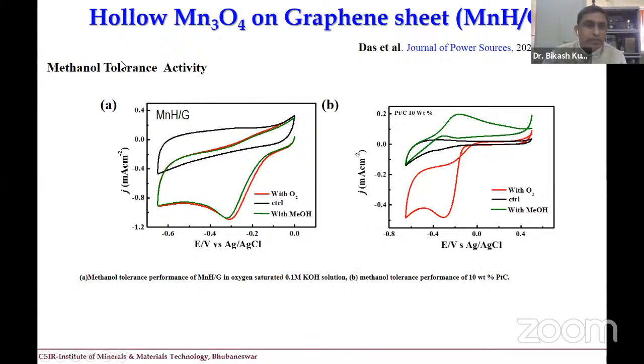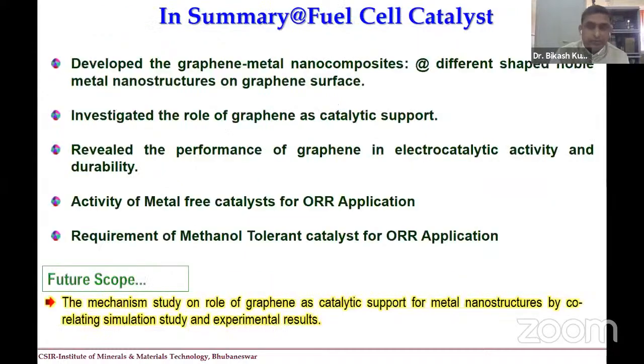But when you have designed this manganese oxide based material, this is the oxygen reduction activity. When you add methanol, a very negligible shift in the potential and current is seen. That means this material is highly tolerant towards methanol, but it is active for the oxygen reduction reaction. So we published this work in the Journal of Power Sources, and this material is quite good for methanol tolerant activity.